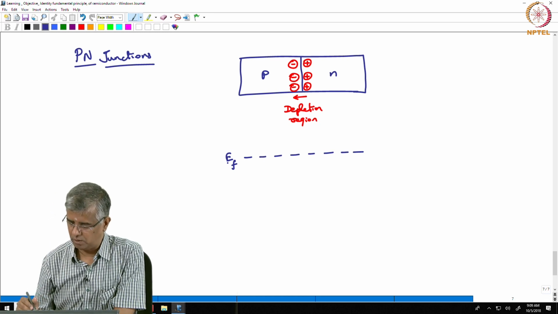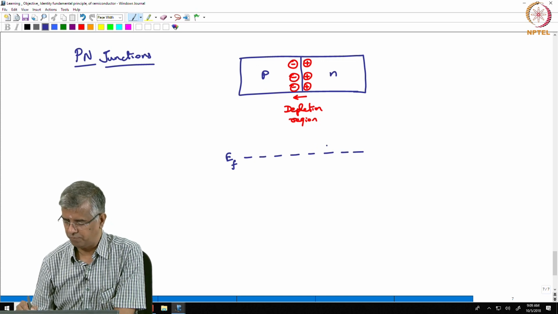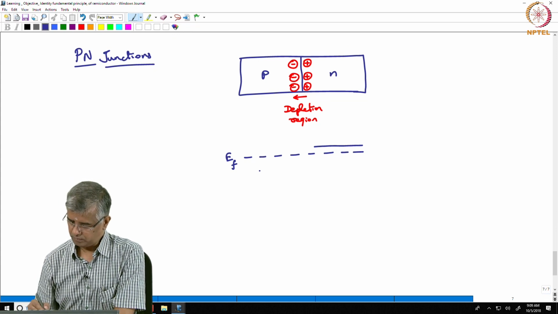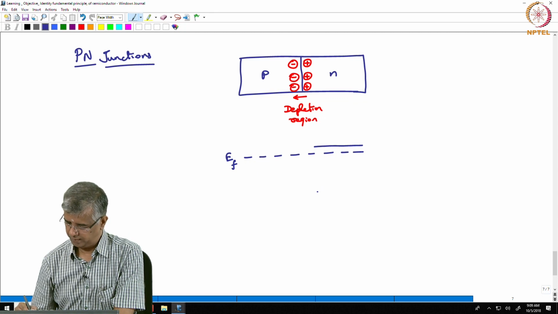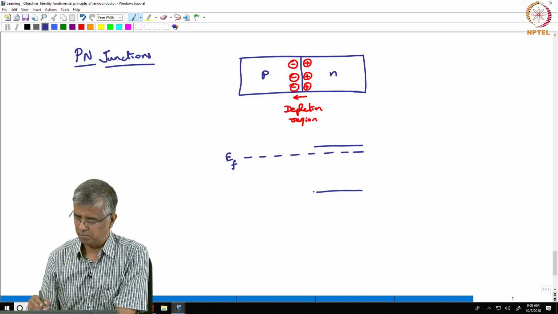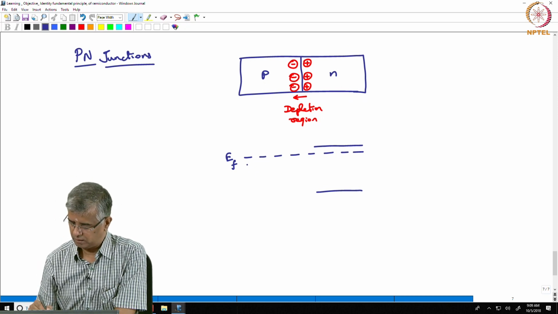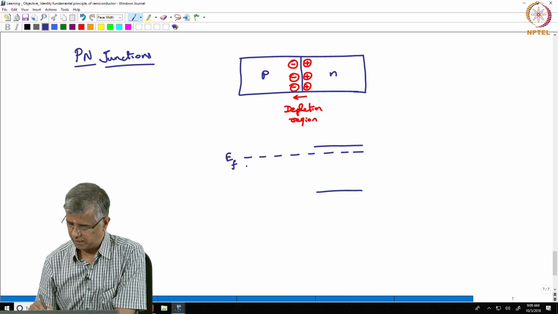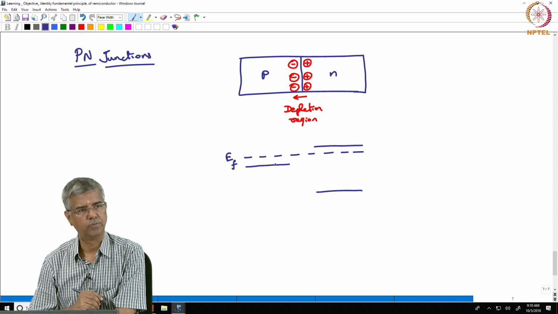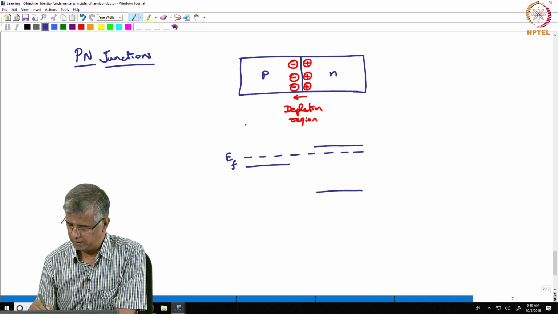So let us look at this in a little more detail. First of all, if we say on the n side the Fermi energy is over here, we know that the conduction band cannot be very far from that point. So the conduction band on the n side is going to be like this, and then the valence band is somewhere over here, right. And similarly, if your Fermi energy is like this on the p side, the valence band has to be close to that Fermi energy, and the conduction band is somewhere over there.